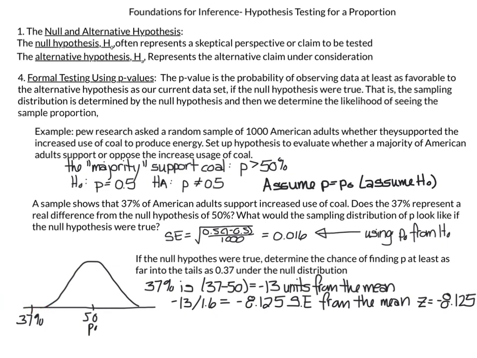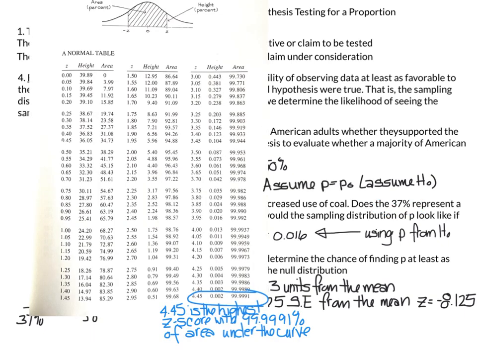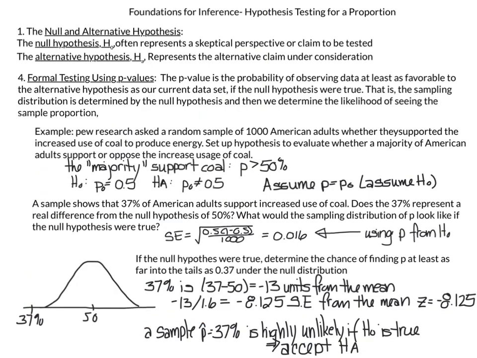Extremely unlikely. So for this sample of 37%, either you've really hit every kind of unusual circumstance or our hypothesis is wrong. This sample does not support the null hypothesis. I was just looking under my table for a z-score of -8. My table doesn't even go higher than 4.45 z-scores because you're already at 99.99991%. So this z-score is crazy far away from what you would expect. So again, the idea is the sample of 37% is highly unlikely if H naught is true. So we're going to think maybe H naught is not true, and we're going to accept the alternative hypothesis.